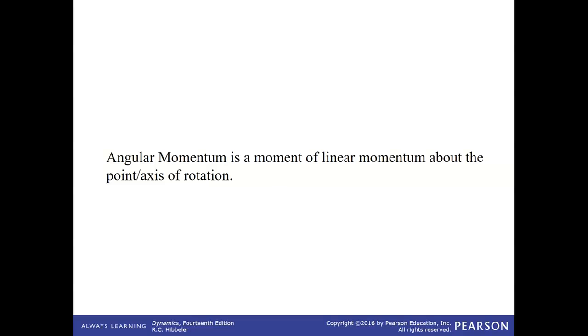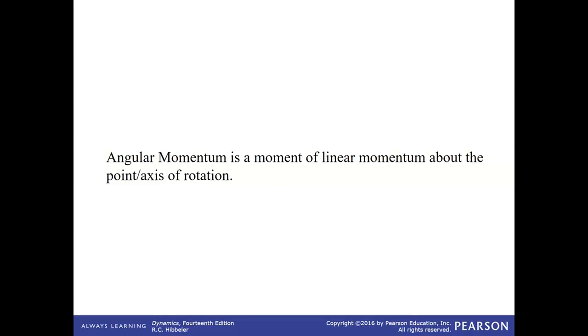So what is angular momentum? How do we define it mathematically? Angular momentum is a moment of linear momentum about the point or axis of rotation. Again, I repeat, angular momentum is a moment of linear momentum about the point or axis of rotation. So in order to derive the equation for angular momentum, we should first understand how to calculate the moment in 2 dimension and how to calculate moment in 3 dimension.